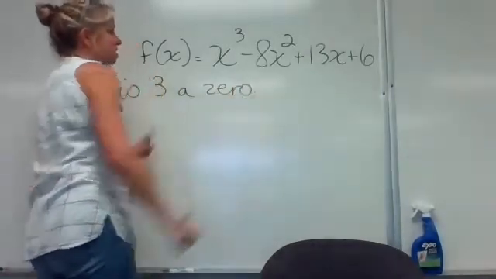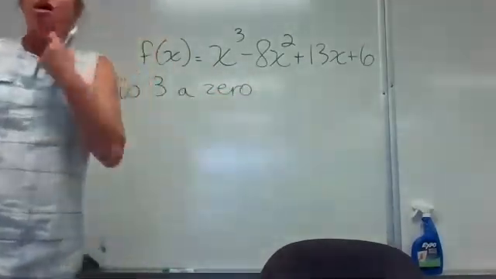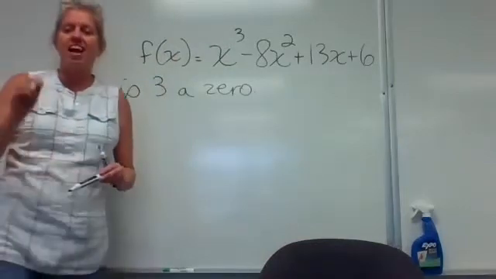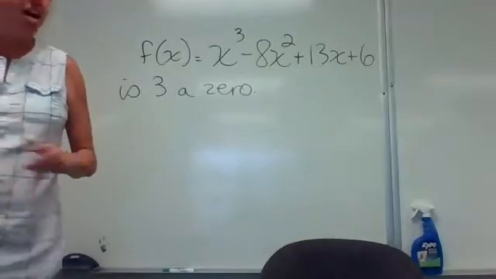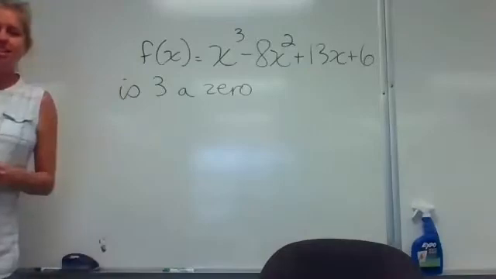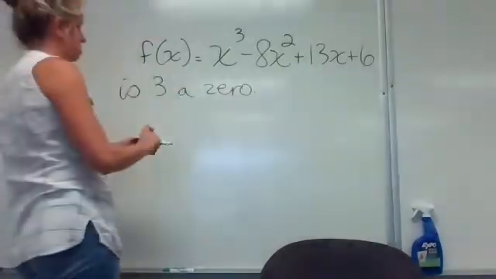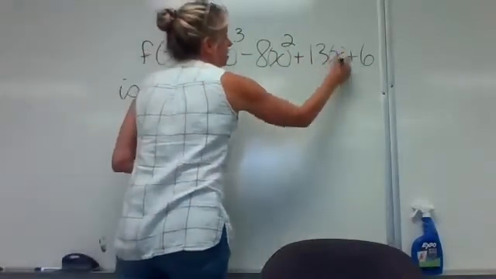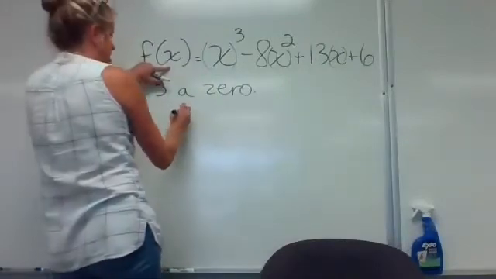Which means, if I graph this, which is one way to solve it, would it cross through? Remember what zeros are. They're x-intercepts. Would this graph cross through the x-axis at positive 3? Substitution is another method to see if that is true. So I'm just going to replace. Substitution means exactly what it says. Substitute the x's with 3's and see if it equals 0.